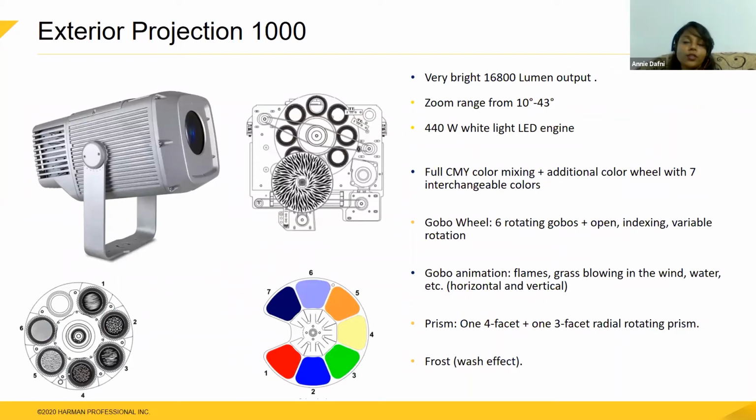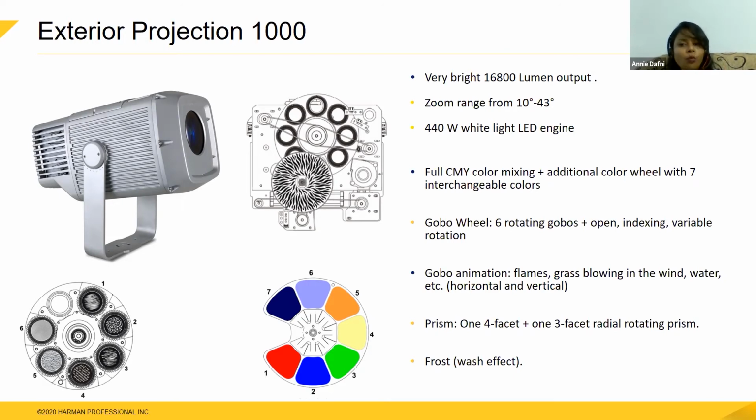The exterior projection 1000 has all the features of the 500, and in addition, it comes with a much more powerful LED engine. It has a 440-watt LED engine and delivers a very bright lumen output of 16,800. And it also has continuous zoom, so you don't need to decide beforehand what beam angle you need. You can change the zoom from 10 degrees to 43 degrees, and also focusing is possible.